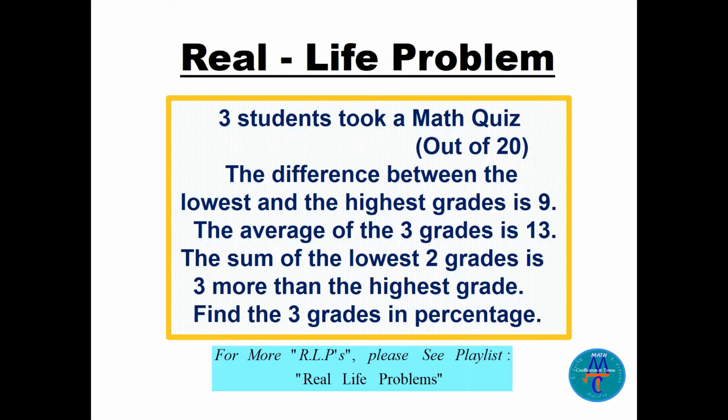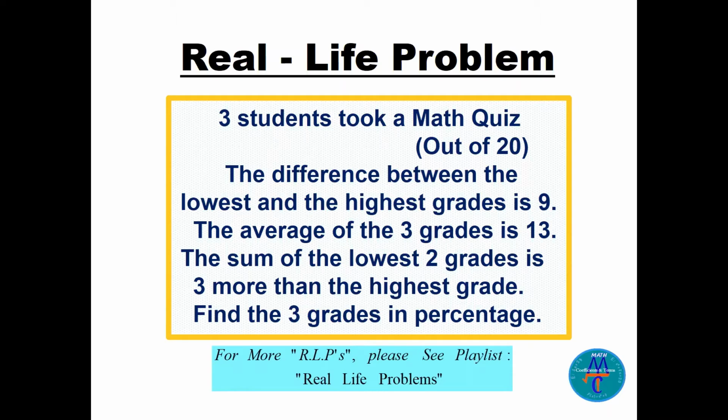This is a new playlist called Real Life Problems, and this is question number 1. 3 students took a math quiz out of 20. The difference between the lowest and the highest grades is 9. The average of the 3 grades is 13. The sum of the lowest 2 grades is 3 more than the highest grade. Find the 3 grades in percentage, like out of 100. Try to read it, please, and let's go together and see how we can do it.